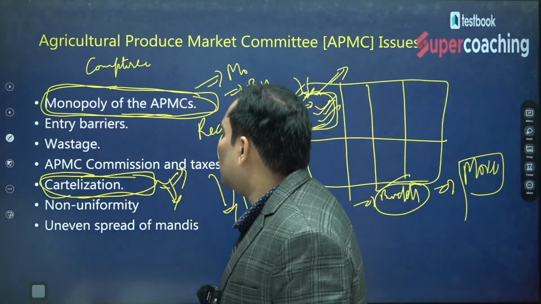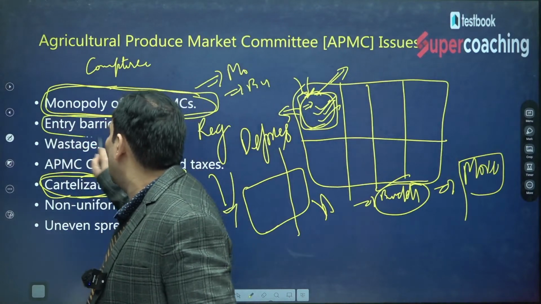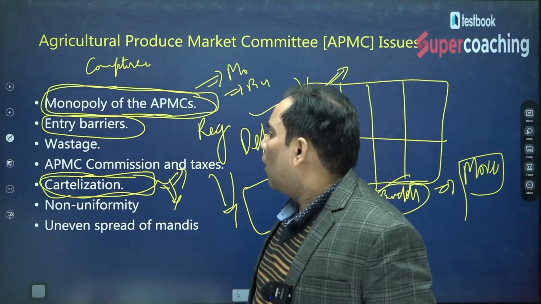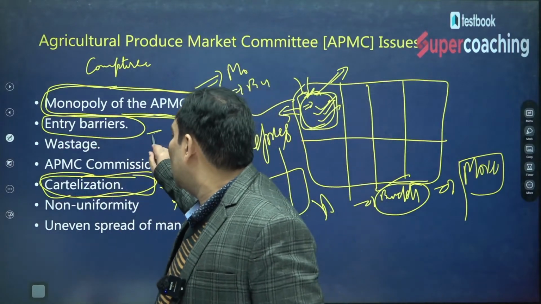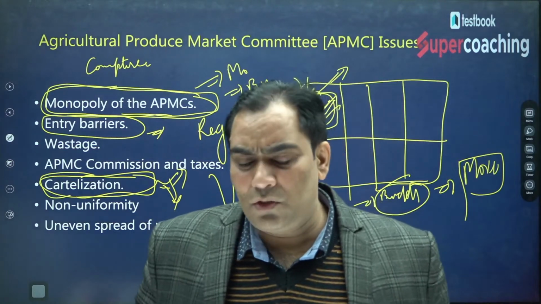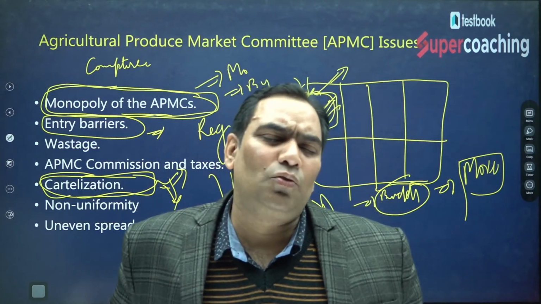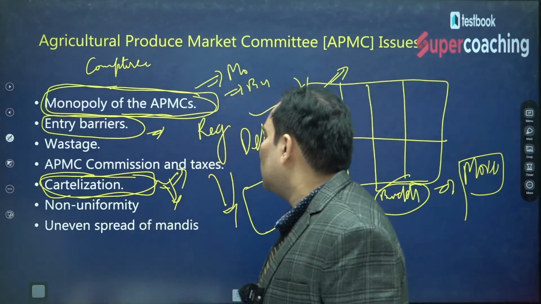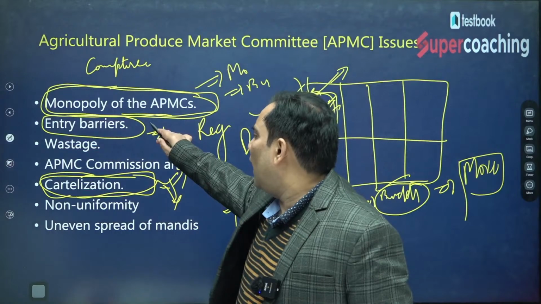Okay. Not only this, there were entry barriers. That means other than registered buyers, no one can enter. They have to register, and for registering, they have to fulfill certain requirements, like they have to have a shop in the anaj mandis, and lots of conditions were there. So that means there were entry barriers.